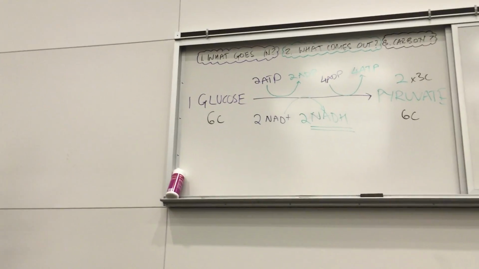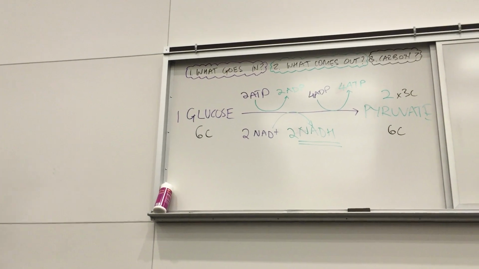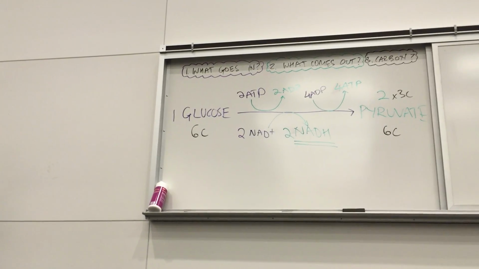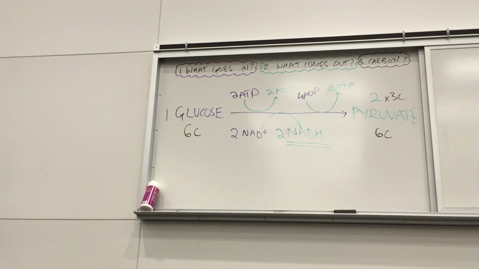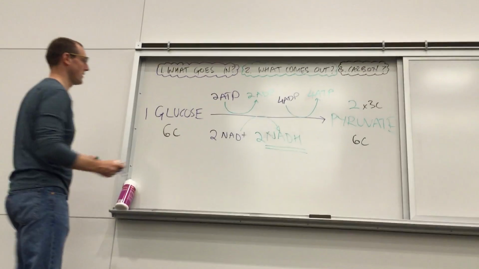You can break this down into 10 more complicated sets of processes, but that is a model of what glycolysis does, and it's good enough for us at this point. Biochem will make you memorize all 10 steps. Totally pointless as far as I'm concerned.